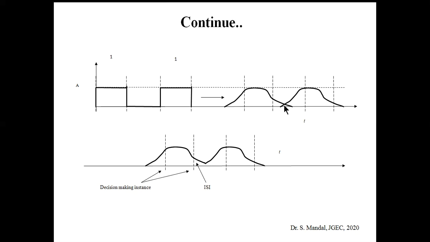So obviously this one is the erroneous point, and this point is called the decision making instant. Suppose at this point the value should be 0, but here you can see that we get a finite voltage level. So we can conclude that ISI has occurred at this decision making instant.